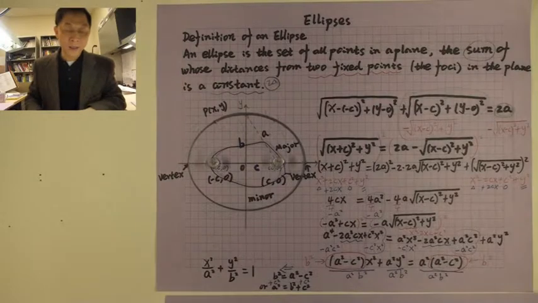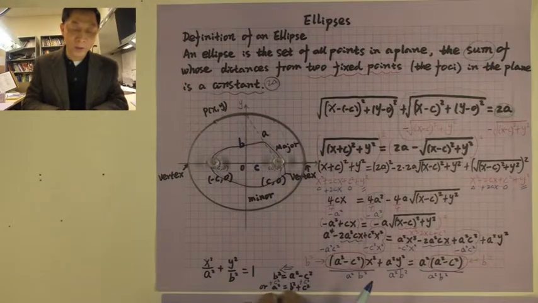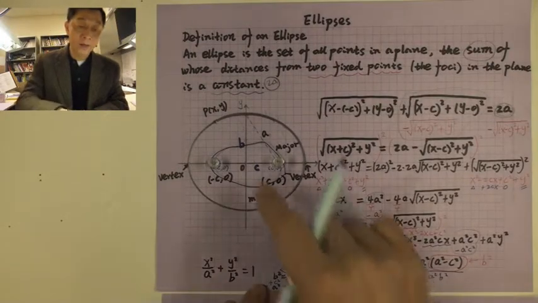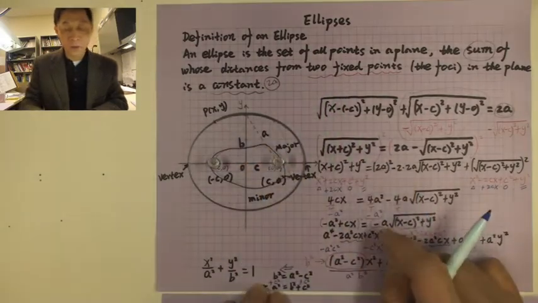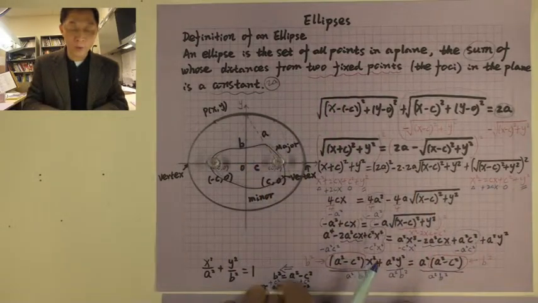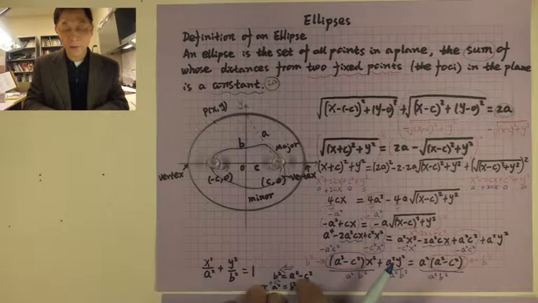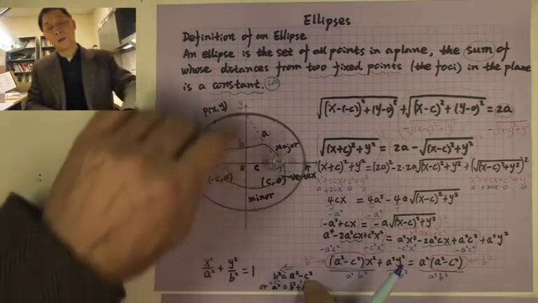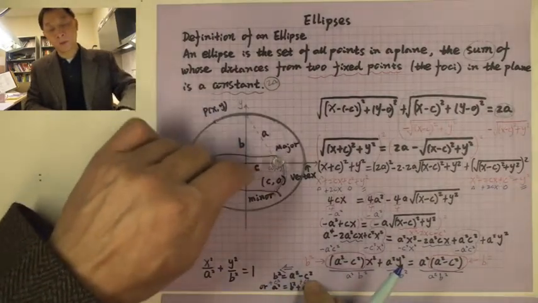Okay? Again, here we then have a squared equals b squared plus c squared. Or you may say that b squared equals a squared minus c squared. B squared equals a squared minus c squared.